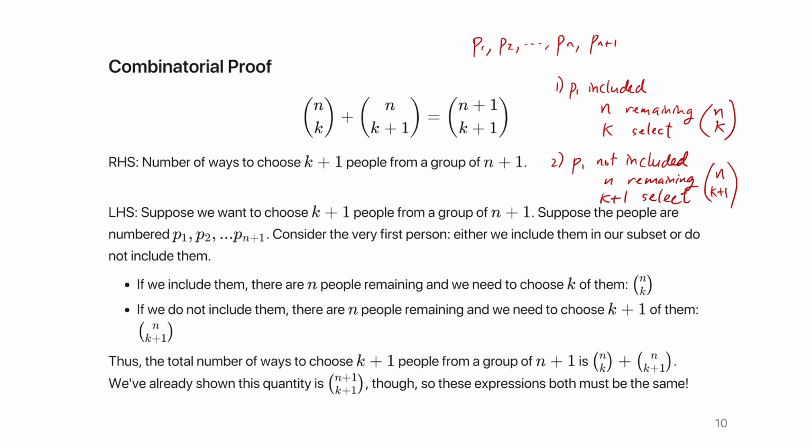And so those are our only two cases. Either the first person is included in our subset or not included in our subset. If they're included, there are n choose k ways to select the remainder of the subset. And if they're not chosen, there are n choose k plus 1 ways to select the remainder of our subset. And since those are the only two cases and they're disjoint, we can add them. So we have n choose k plus n choose k plus 1. But we counted the exact same thing, right? The number of ways to select k plus 1 people from a group of n plus 1. Therefore, the left-hand side and right-hand side have to be the same.